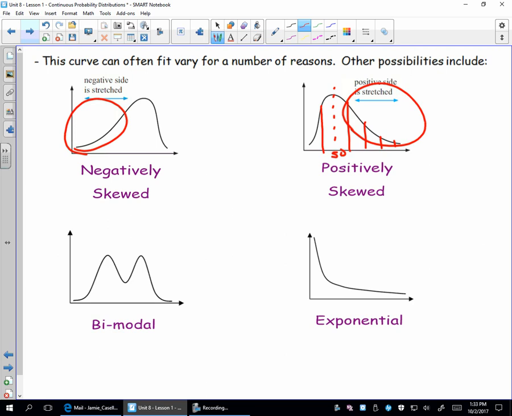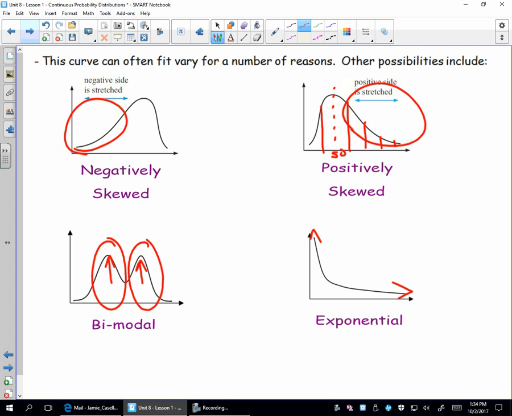We could have a bimodal graph. In other words, there's two common areas. Back to the idea of heights for a second. We look at heights in our class. We generally find that most female students are down here and most male students are over here. Just based on gender, there's different heights. Okay. And then you can have the exponential graph. It's kind of like an exponential curve. We won't spend very much time on this one. It's just the idea that it starts off really high and it gets smaller and smaller and smaller over time.